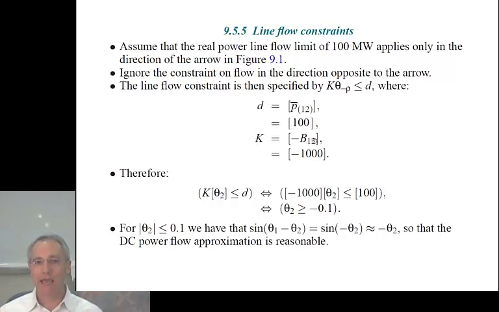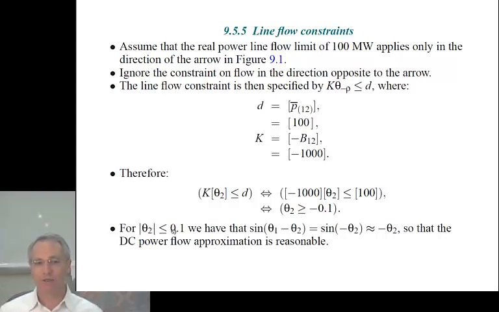The matrix K is given by minus B12, which is minus 1,000. So our constraint is K times theta 2 is less than or equal to D, which, substituting, says that minus 1,000 theta 2 is less than or equal to 100, which means that theta 2 is greater than or equal to minus 0.1.